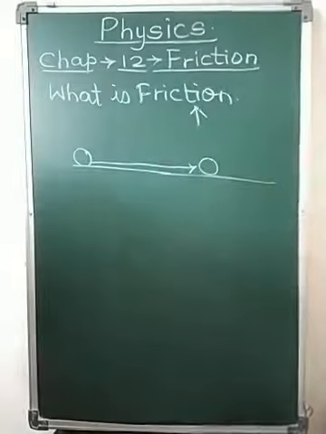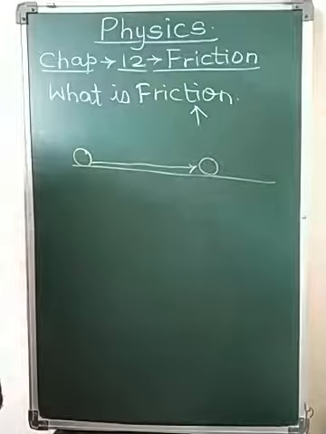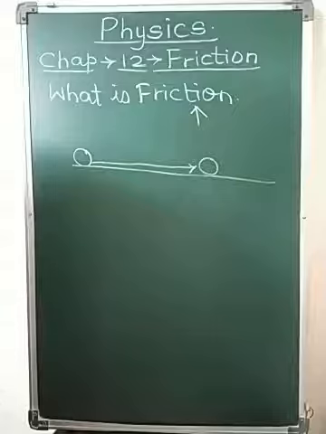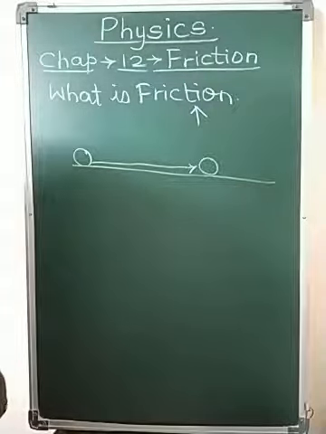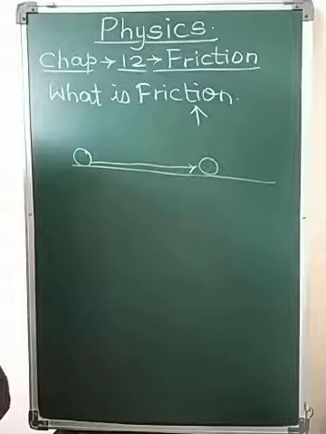Let us read from the book. What happens when you push a ball? It rolls but gradually slows down and ultimately stops. What makes the ball stop? When a moving object experiences force from the opposite direction, it slows down.